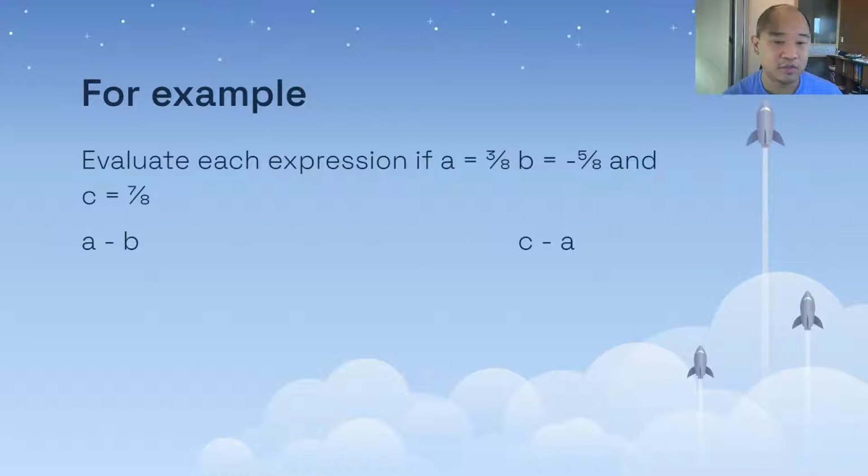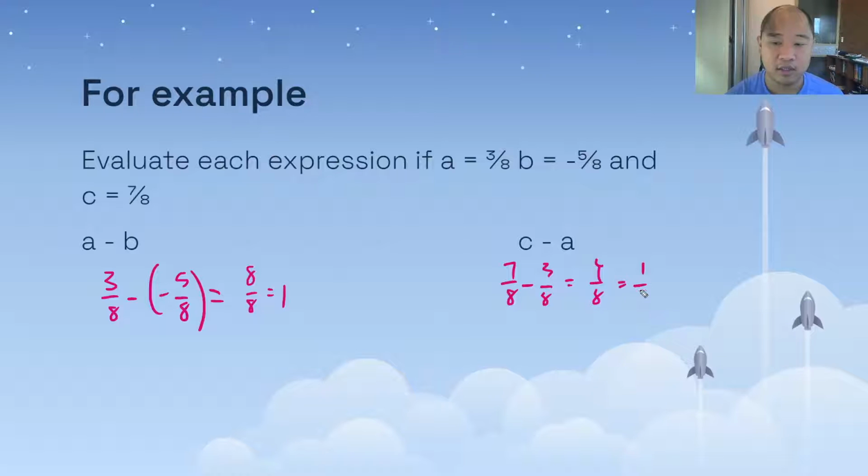Evaluate each expression. Go ahead and do this on your own. Okay, welcome back. A is 3 over 8 minus b, which is a negative 5 over 8. Here we're adding, so this is 8 over 8, which equals 1. C is 7 over 8. We're subtracting 3 over 8. So that's 4 over 8. That's 1/2.